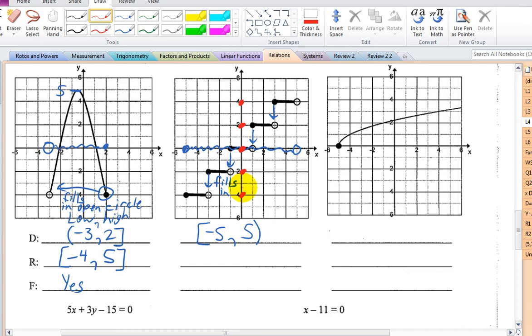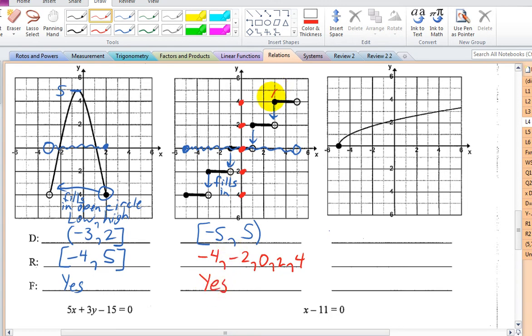So we actually just have to list these. -4, -2, 0, 2, and 4. Okay, so we're breaking rules here, and that's because it's a very special graph. Okay, so it's like it's discrete data for your range. Is it a function? Yes, it is.